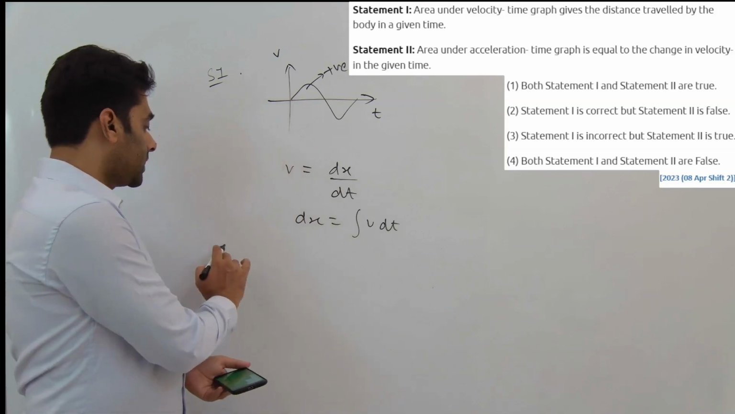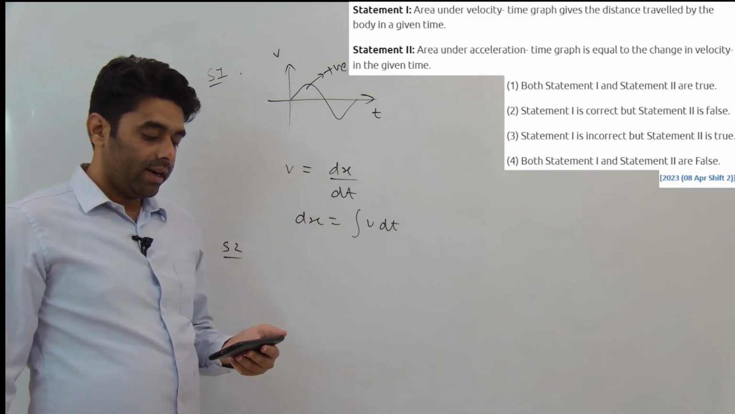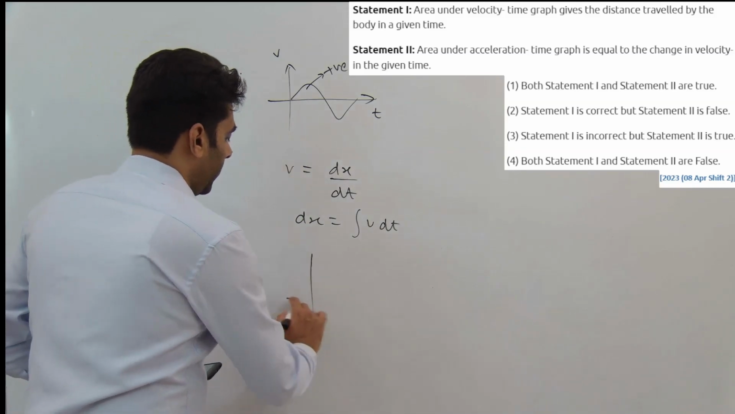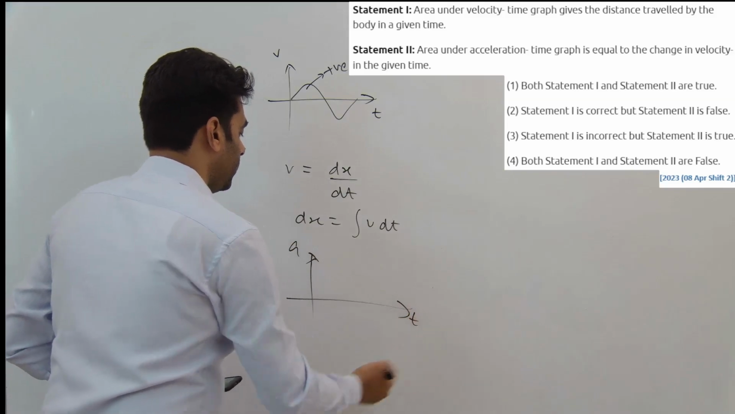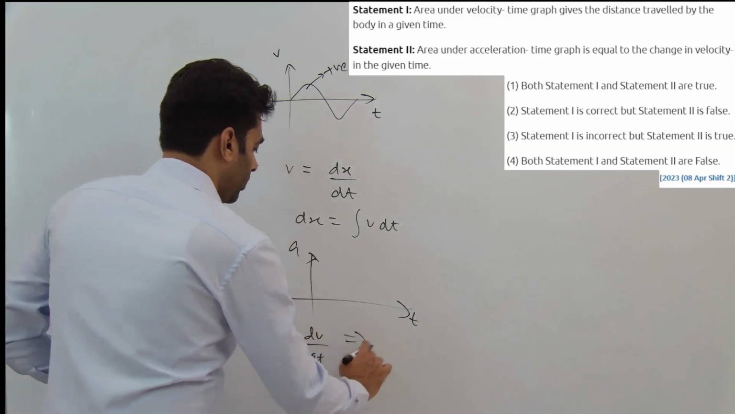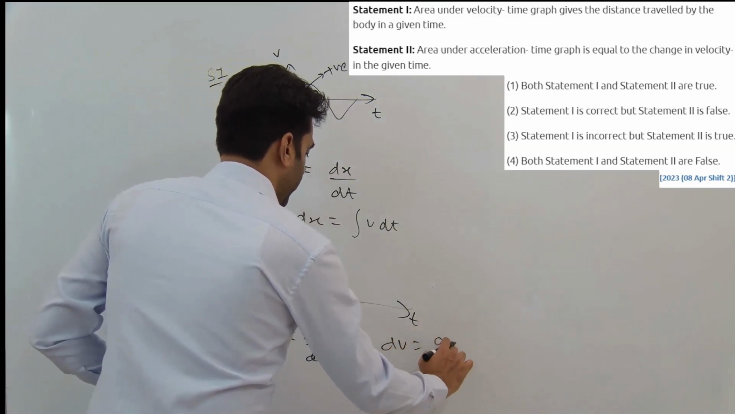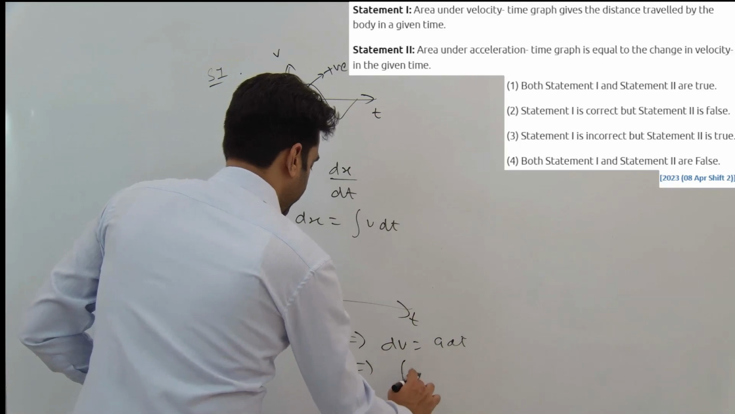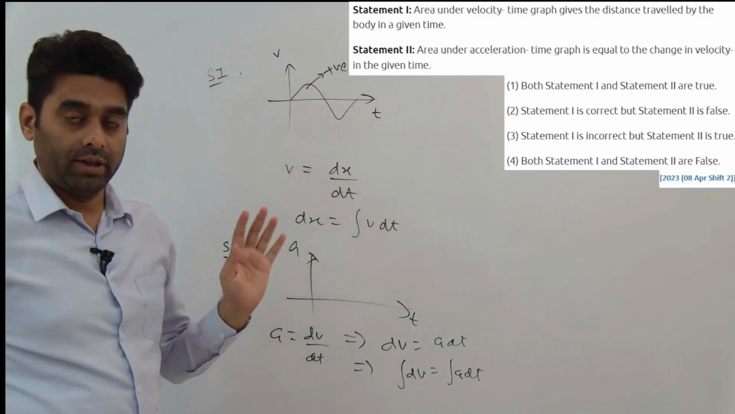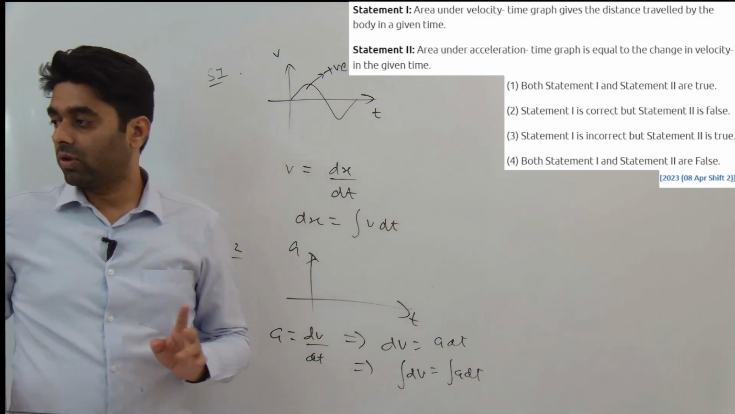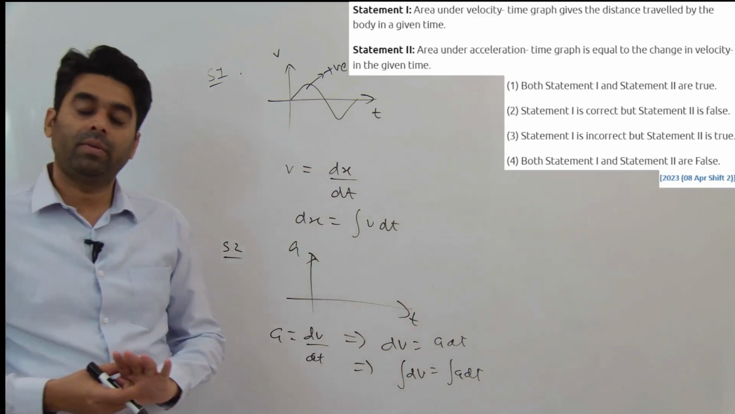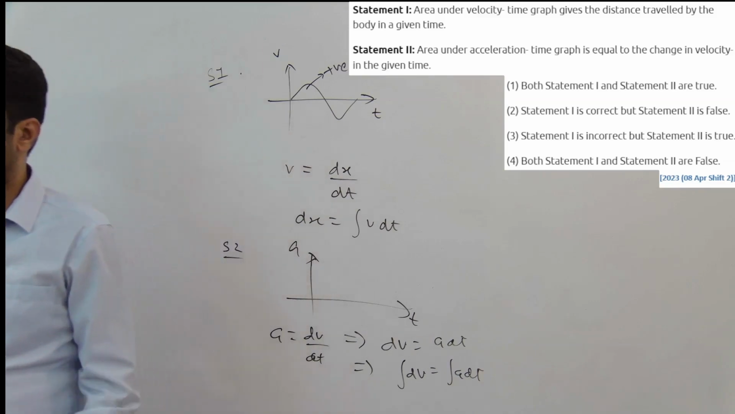Statement 1 is wrong. Statement 2 says area under acceleration time is equal to change in velocity. No issues with this. We know acceleration is dv by dt. So dv is equal to a dt, and integral dv is equal to integral a dt. So area under acceleration time is change in velocity. So statement 2 is correct, statement 1 is false. According to that, our option will be option number 3. Statement 1 is incorrect, but statement 2 is true. Fine, let's look at the next question.